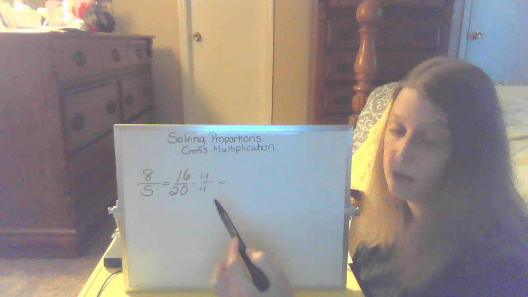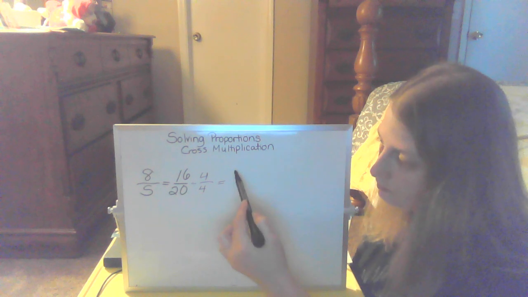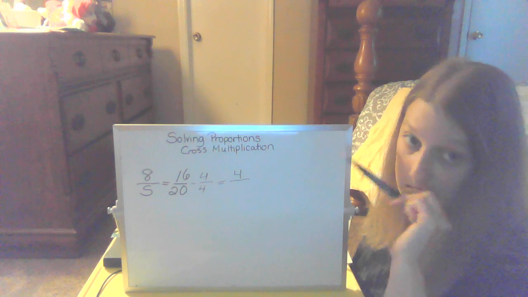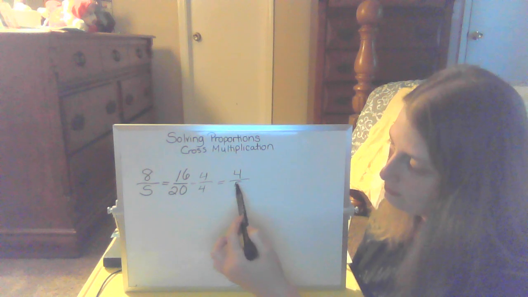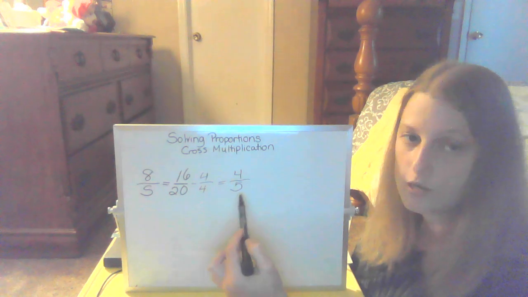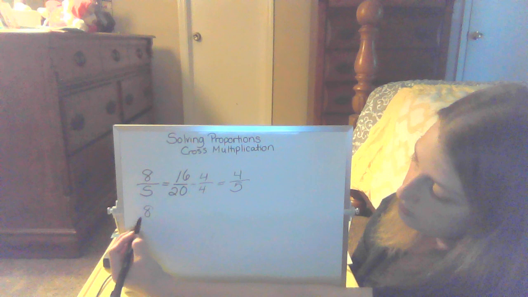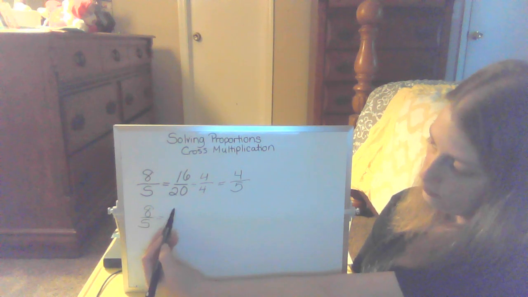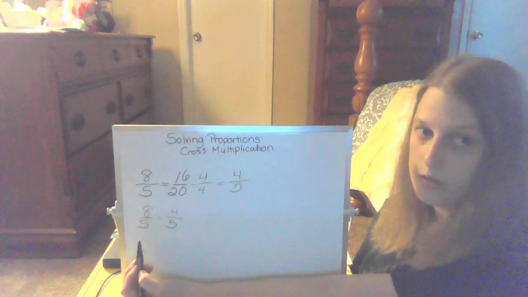Okay, so 16 divided by 4 is going to give us 4, so we're going to write a 4 here. And 20 divided by 4 is going to give us 5. So that's our simplified ratio here. So 8 over s equals 4/5. Now we can follow the same process we did on the previous 2.